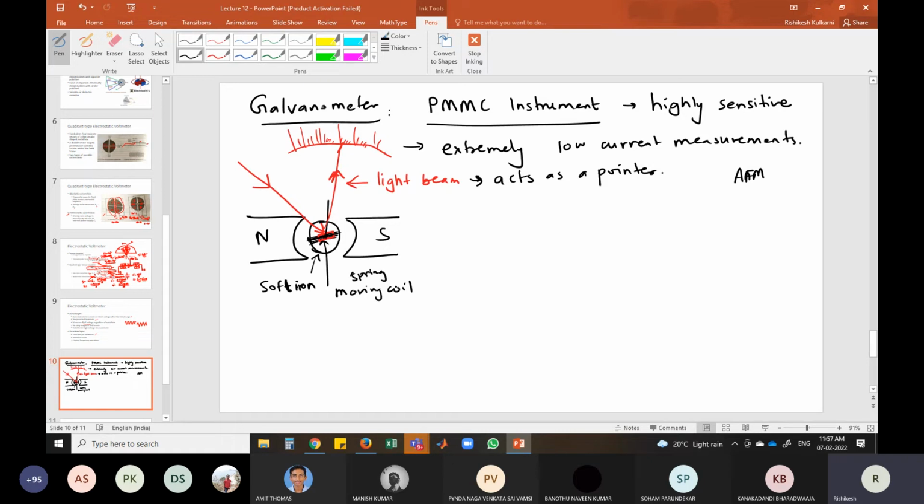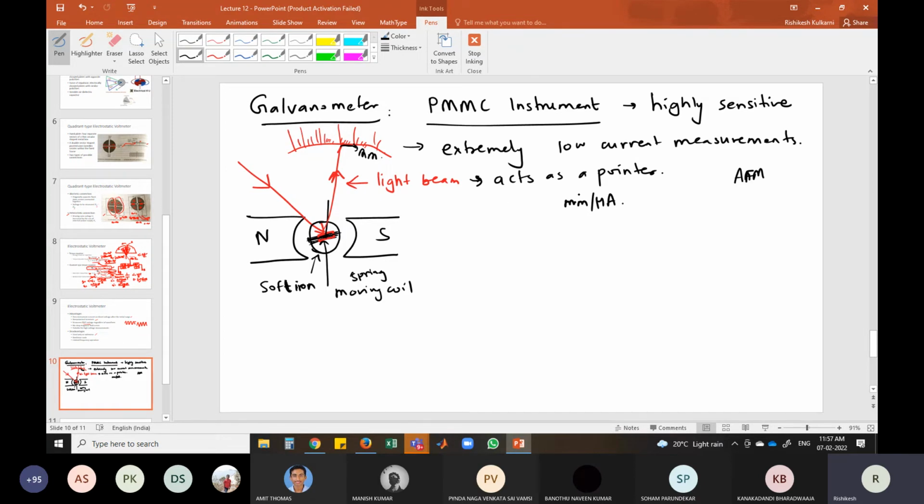And now the current sensitivity in this case is given per microampere, because what we are observing is the deflection, right? And what is the input we are trying to measure? Current, that is microampere. So per microampere is the current sensitivity.